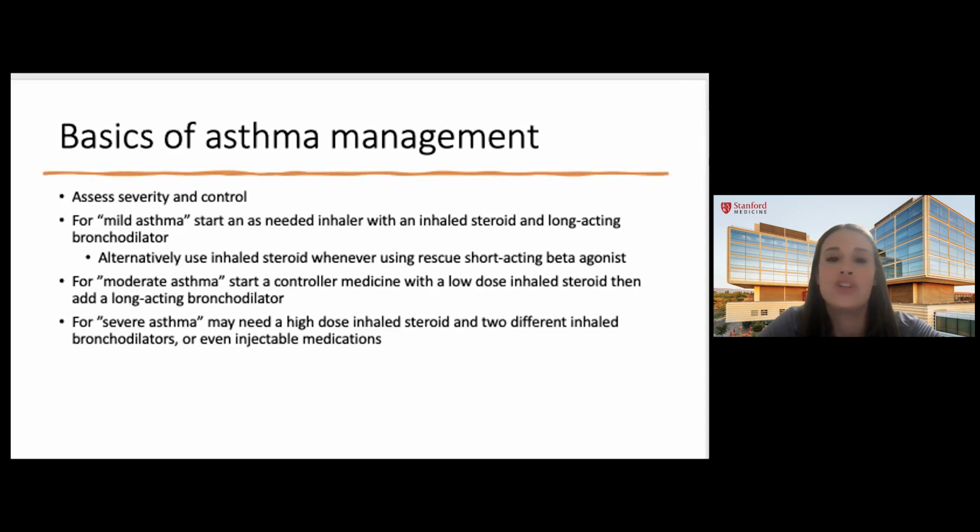Alternatively, if this is not covered by insurance or if this is not okay with the patient, I will tend to recommend just using 1 to 2 puffs of an inhaled steroid inhaler whenever the patient has to use their rescue short-acting beta agonist or their rescue inhaler. For moderate asthma, I will start a controller medicine with a low-dose inhaled steroid and a long-acting bronchodilator. And then for severe asthma, patients often need high-dose inhaled steroids on a daily basis and may need even 2 or more different inhaled bronchodilators and even injectable medications, which are biologic medications. 6 of them are now approved that target those different chemicals in the allergic and non-allergic asthma pathways.